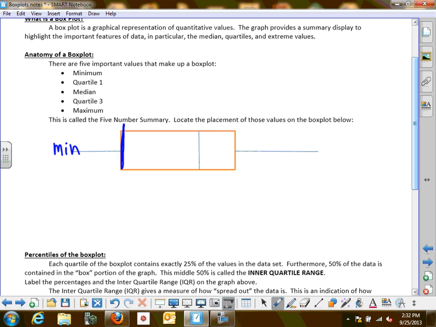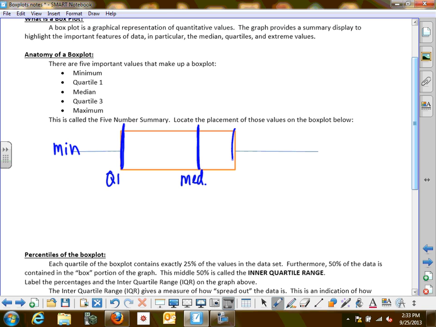Q1 is this value here at the left part of the box. The median is this one here. Now, you know what median is. You've computed medians before. How do you get the median? Put them in order and find the one that's in the middle. It's interesting to note that I purposefully did not place this median smack dab in the middle of the box. And it is correct. I'll explain why that is later.